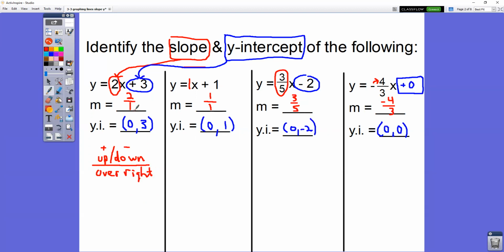What I personally like to do, which I think is helpful, is when you write your slope, I would write down next to it that this means up 2 over 1. This means up 1 over 1. This means up 3 over 5. This means because it's negative, this means down 4 over 3. I think that's helpful. You're not going to be required to write those up and down and over, but it's going to be helpful when you go to graph your line.